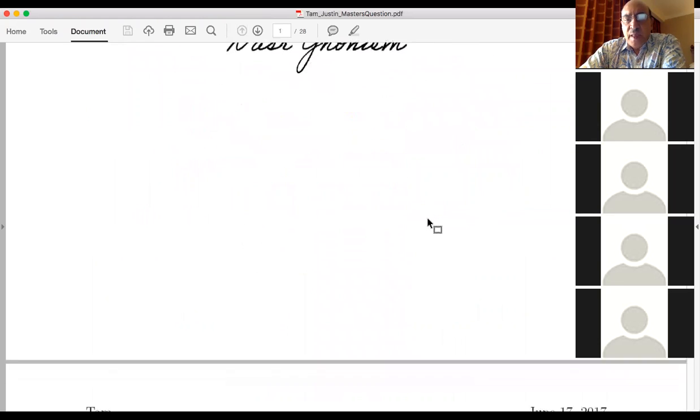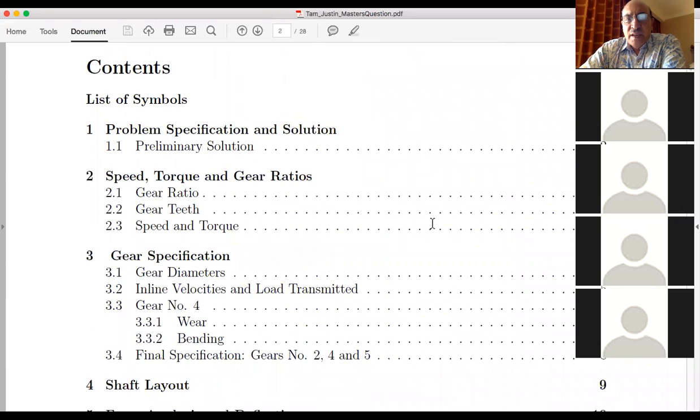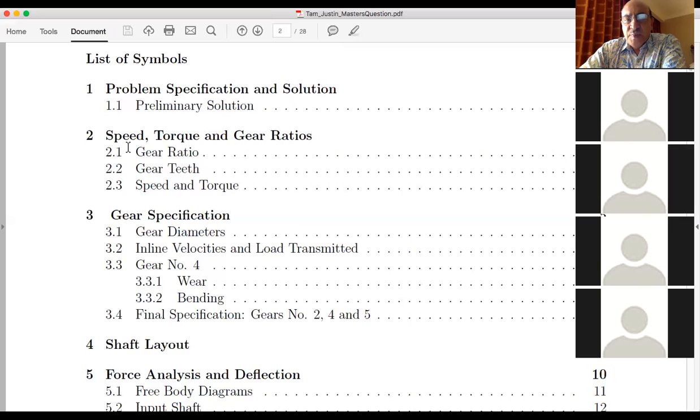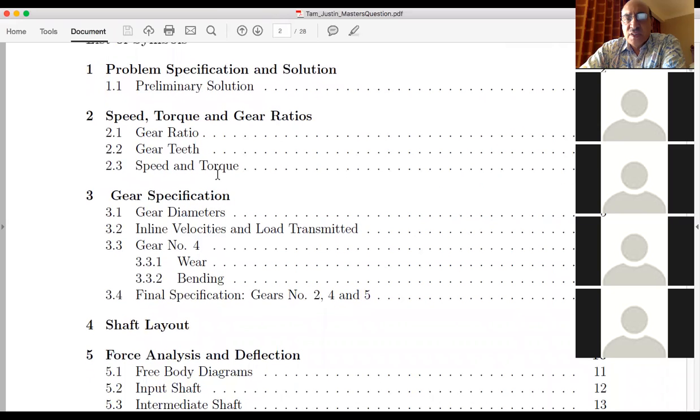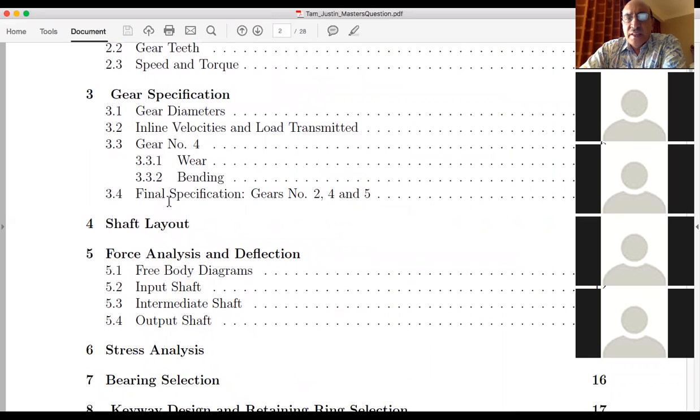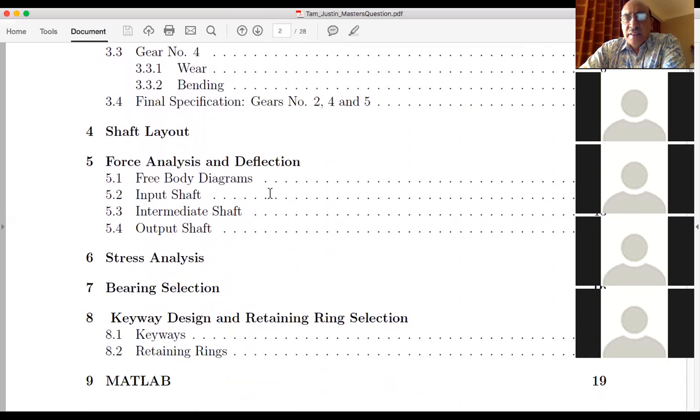So he was able to actually type it, as you can see here. He put the problem specifications, one chapter on speed, torque, and gear ratios to determine the number of teeth and the diameters and the speed and the torque, and one chapter on the selection of materials for the gears based on two criteria: the wear of the gear and the bending. And then another chapter on the shaft, the layout first, and then the force analysis and deflection, because these are the two elements for shaft design: force and deflection. The force gives us the stresses, and the deflection gives us limitations on the deflections.